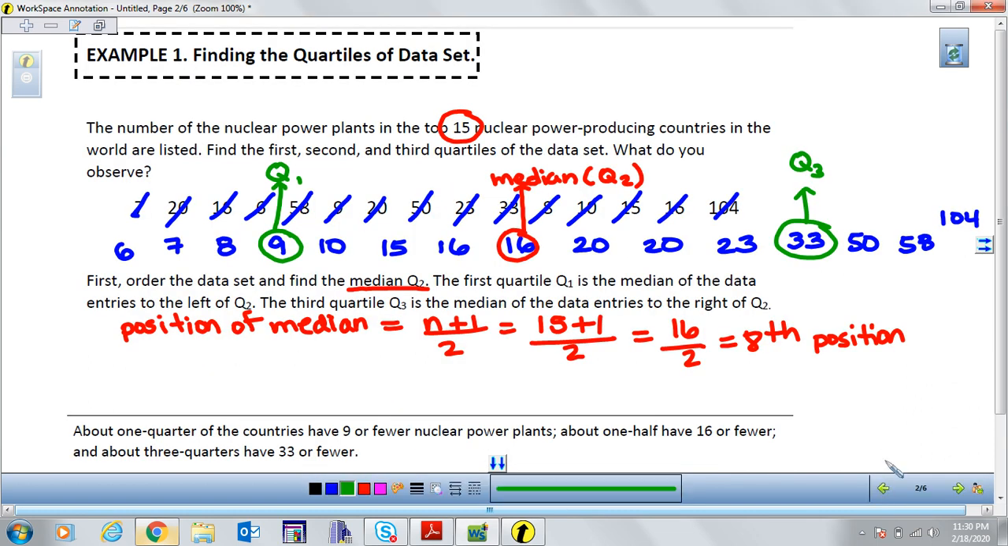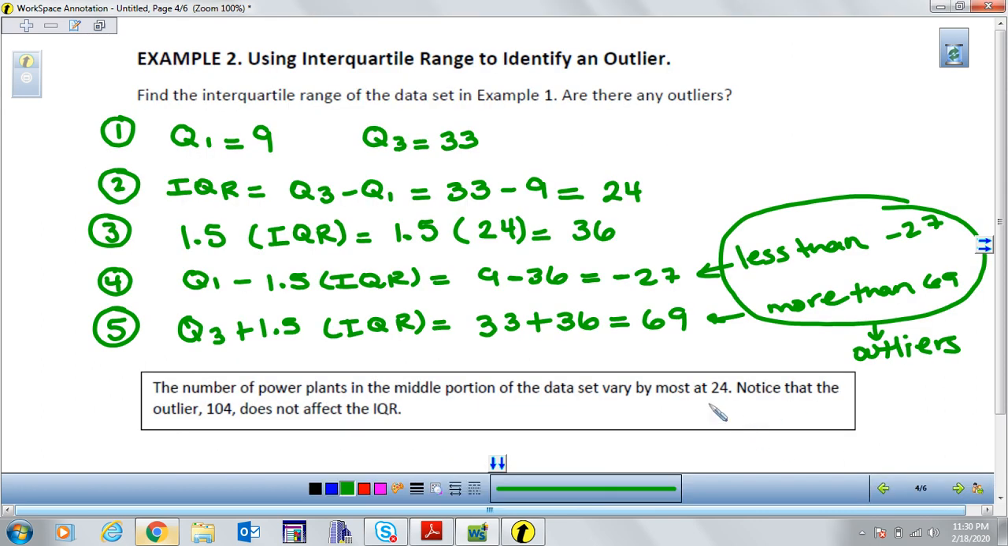It says that the difference between the number of nuclear power plants in the middle portion, so from 9 up to 33, the most difference, or the highest difference, is 24, that it's no bigger than 24, which was the subtraction of 33 minus 9.